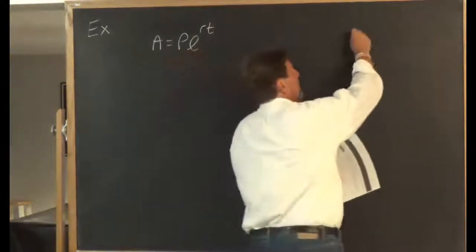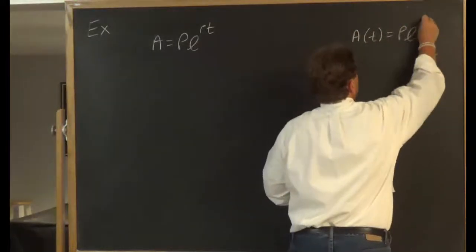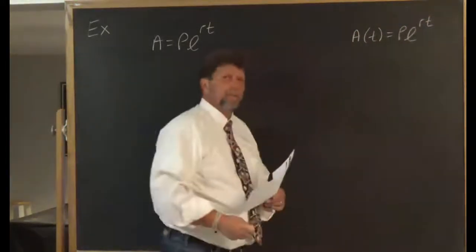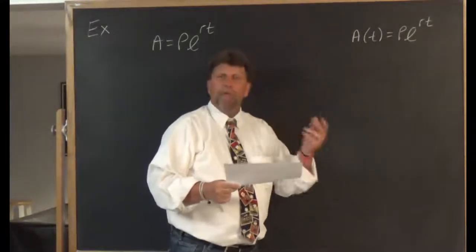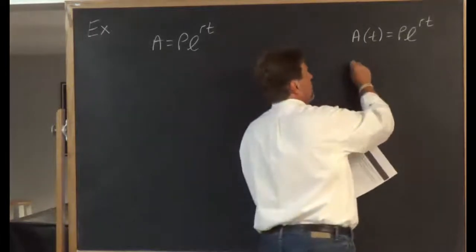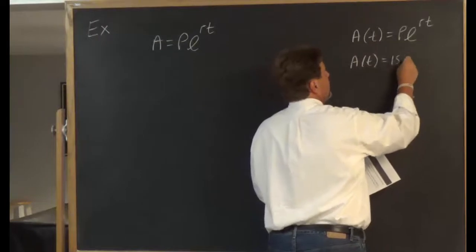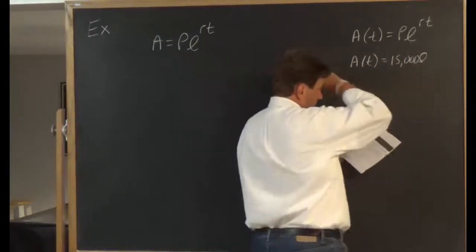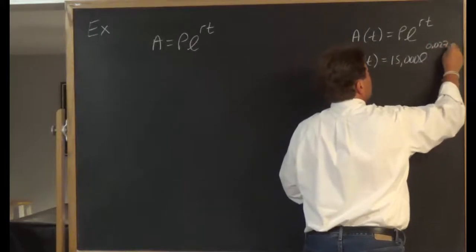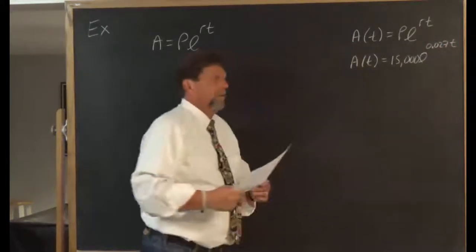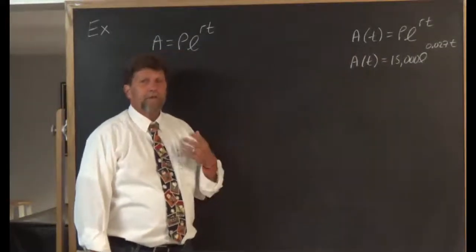In other words, it would look something like this. So that, if we know what P is and we know what R is, so for this problem, just for example, P is 15,000 and R is 0.027, and we just leave the independent variable as T, I could call that the compound interest function.